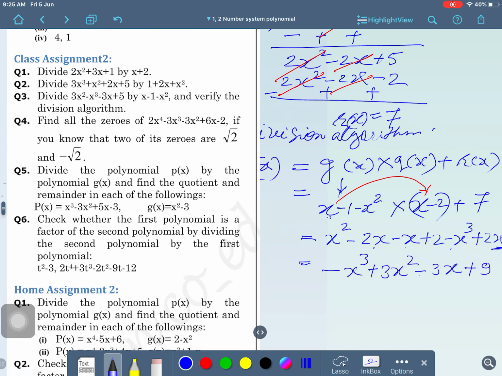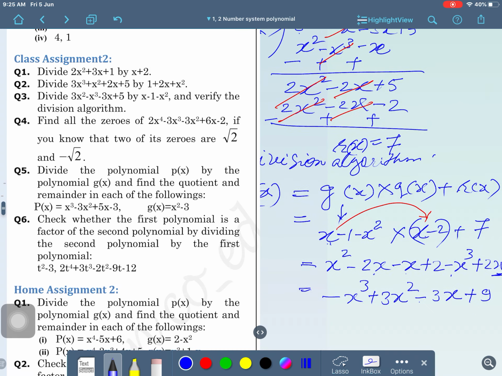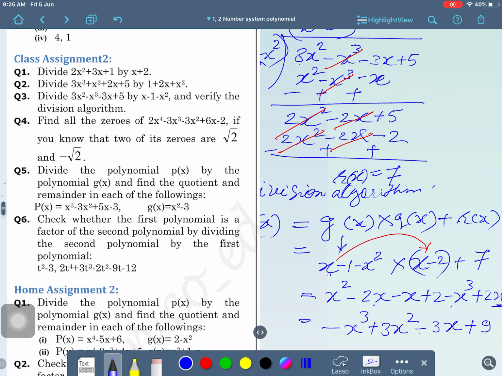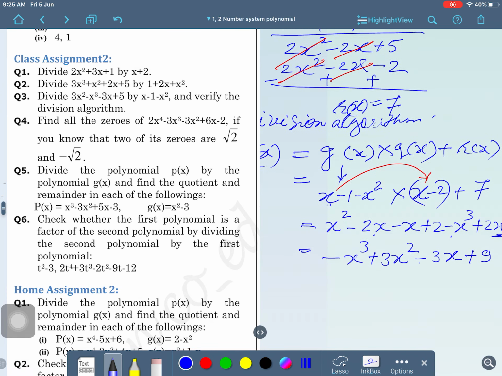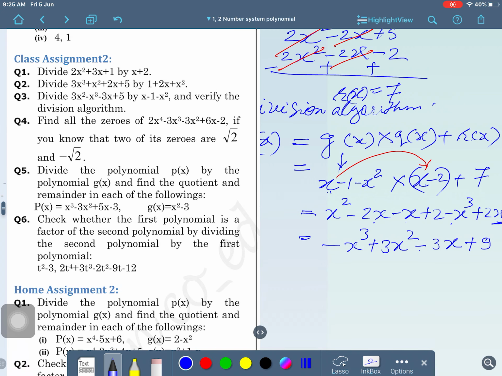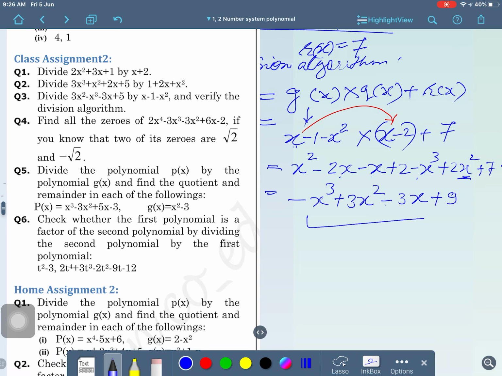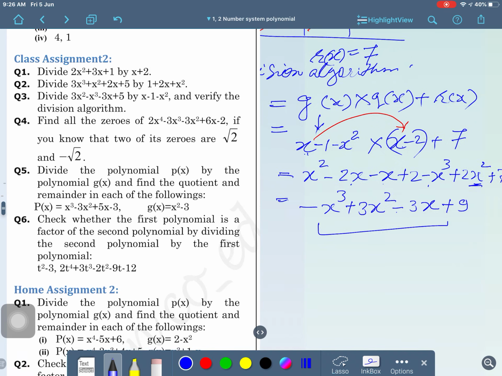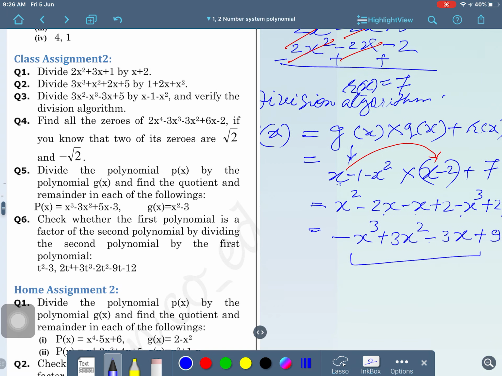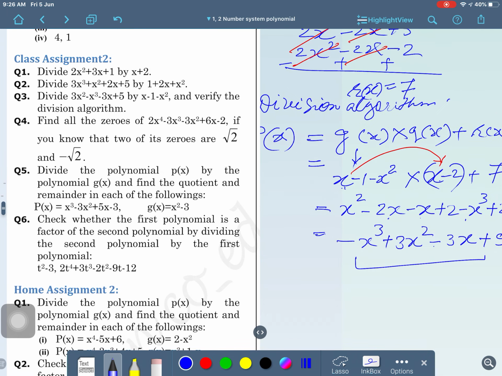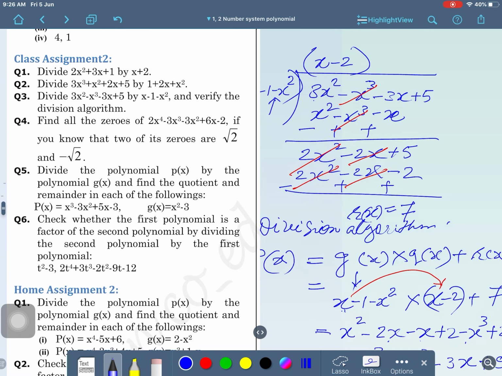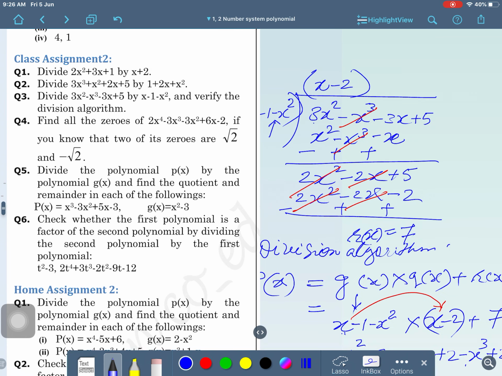So, what is coming here? This is coming x cube, 3x square, x cube is there, you may see. The division algorithm is not verified here. Why is it not being verified? There is something wrong you have done right now. We have done something wrong. So, first we have to check whether the question we have written is wrong or right.